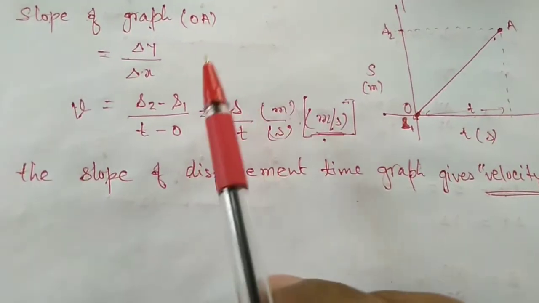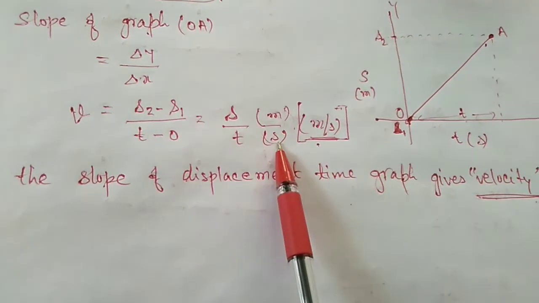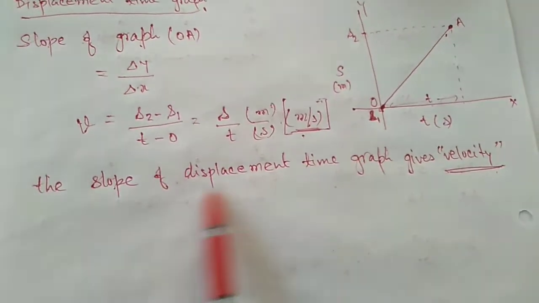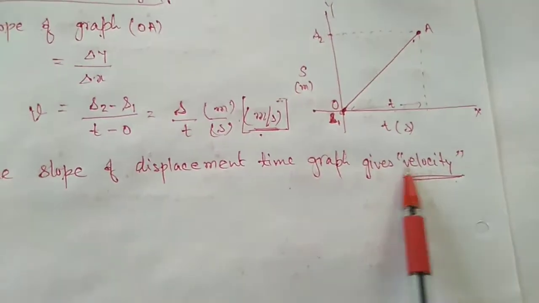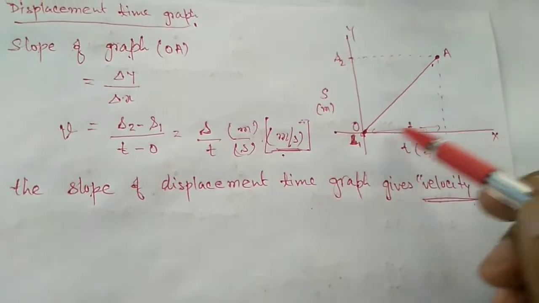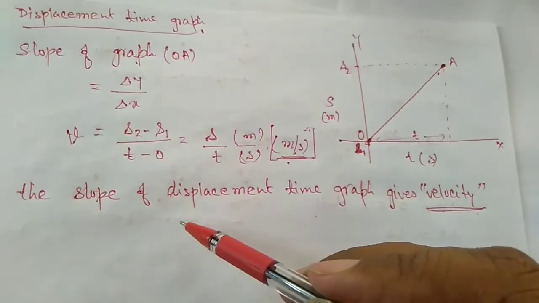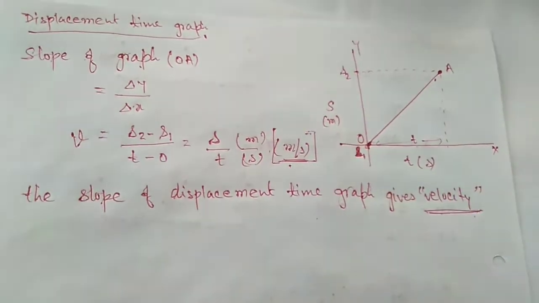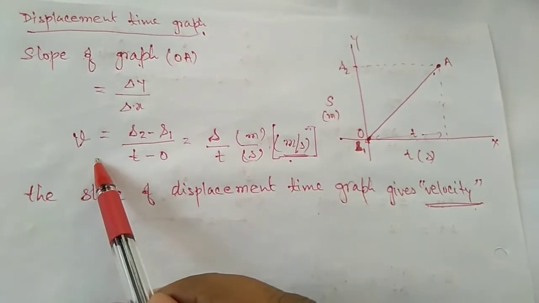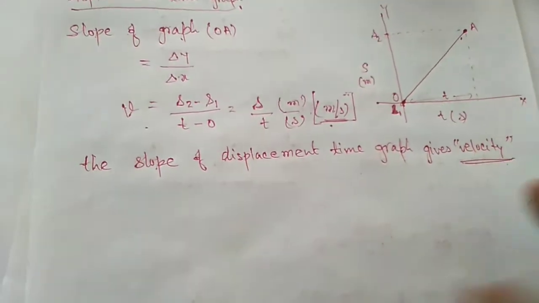See here why. The change in displacement gives the value in meter, the change in time gives the value in second, and the total becomes meter per second. So the slope of the displacement-time graph gives velocity. If in an examination you are asked to calculate the velocity from a displacement-time graph, you will calculate the slope, and then you will get the velocity. Now the second thing is the area of the graph.